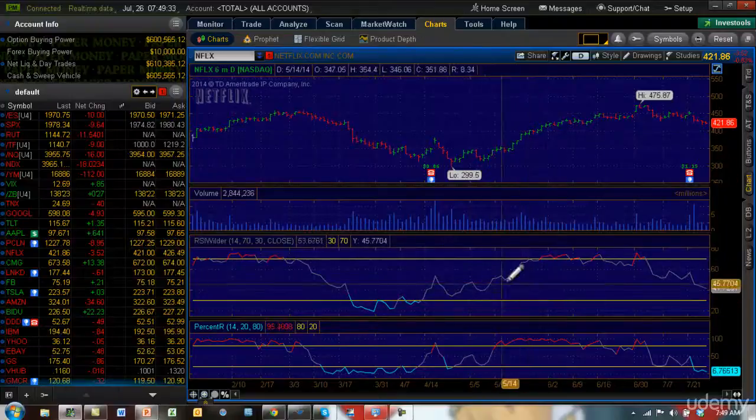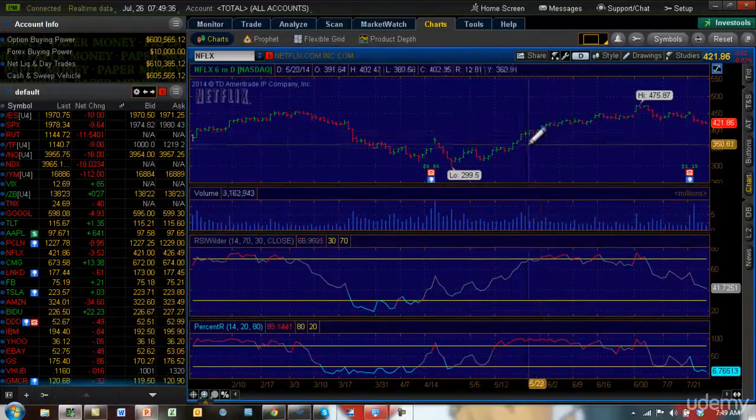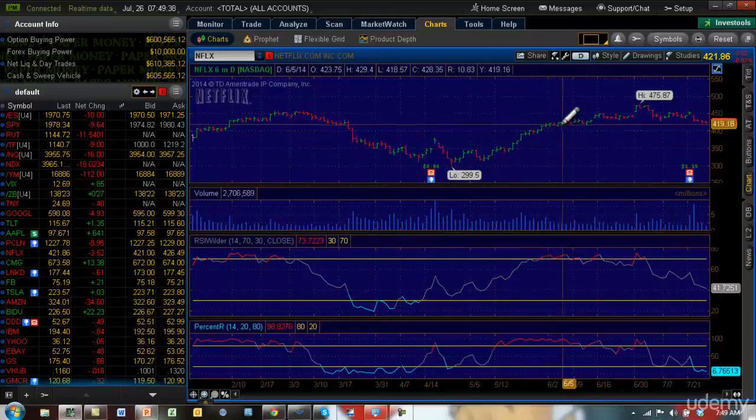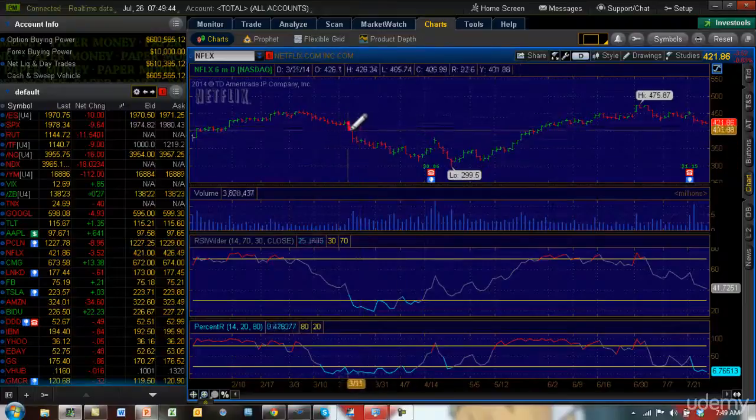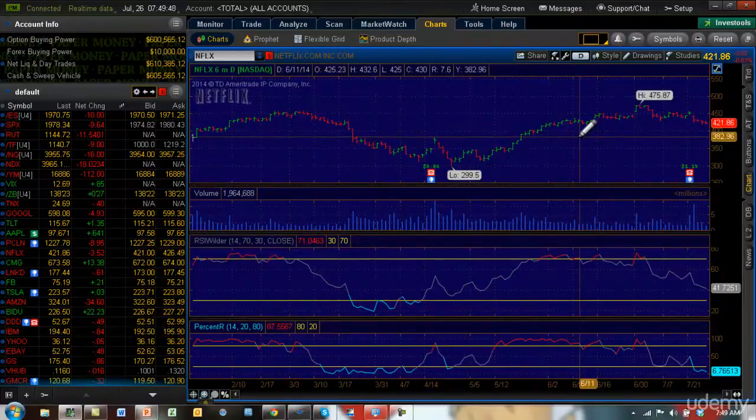Whereas once it starts trending, and you can see it goes into overbought areas, perhaps just a straight long call, or if it's coming down, you can just buy a long put. So that's how you would use the RSI.